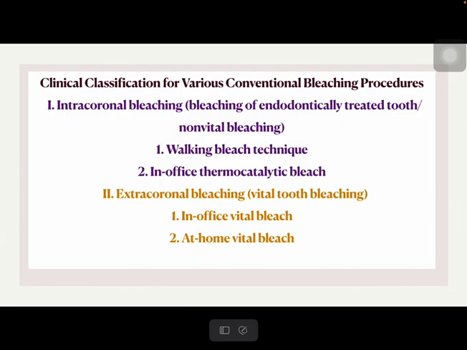And the classification of conventional bleaching procedures are intracoronal and extracoronal bleaching. Intracoronal bleaching is nothing but bleaching that takes place in the non-vital tooth, or bleaching of an endodontically treated tooth. And extracoronal bleaching takes place in the vital tooth, so it is called vital tooth bleaching. In intracoronal bleaching, we have two techniques. One is the walking bleach technique and another one is in-office thermocatalytic bleach. In extracoronal bleaching, we also have two techniques. One is in-office vital bleach and another one is at-home vital bleach.